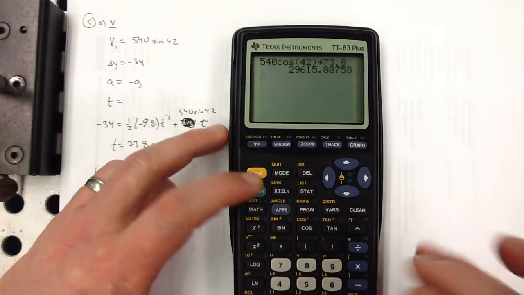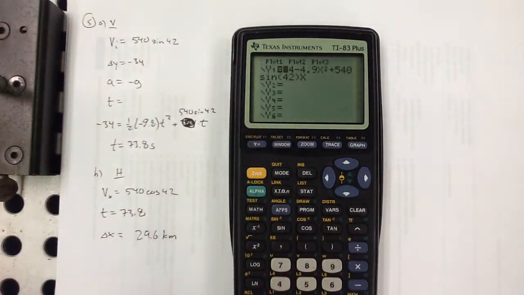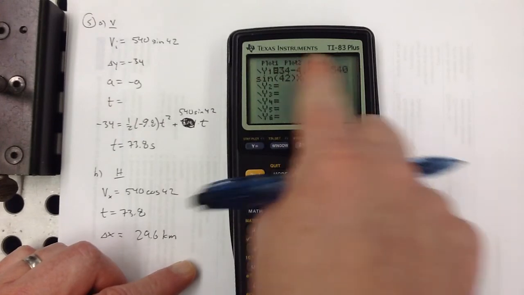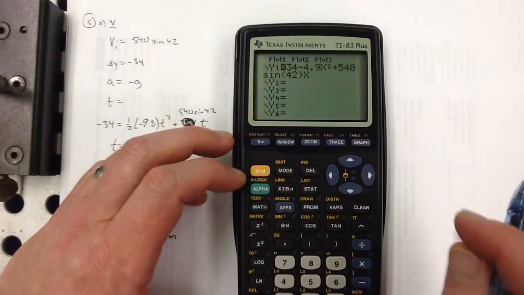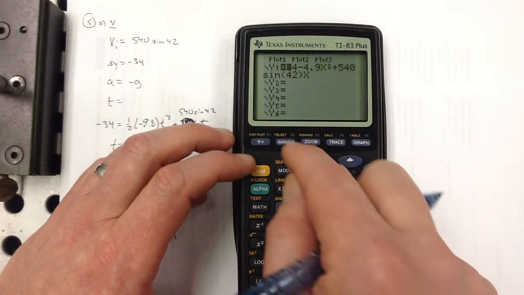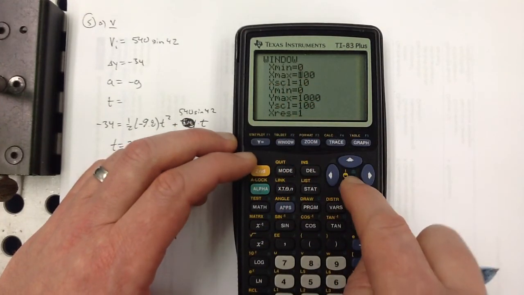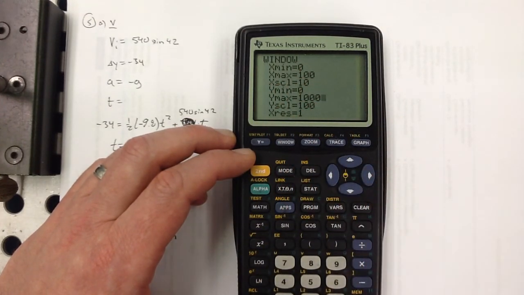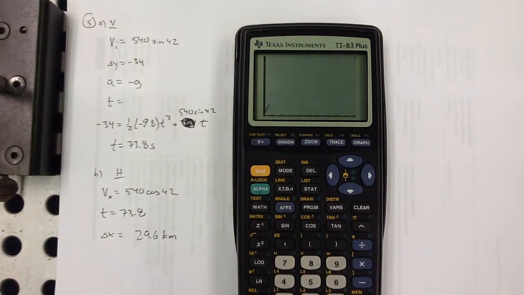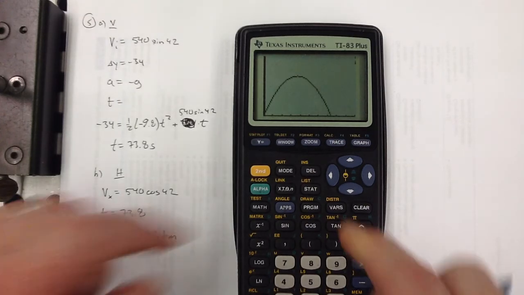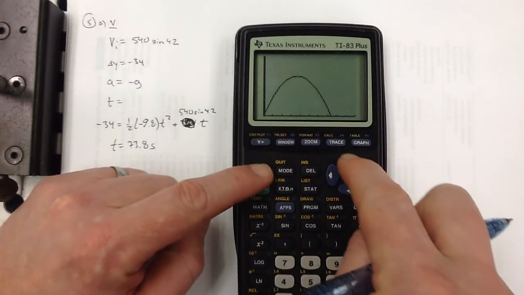Let's see, what do we have to do next? What's the maximum height reached by the cannonball? There's different ways of doing that, but since I have a graph of the vertical stuff going on here, let's see, what was my window? My y max. Let's go ahead and tack another 0 on there and take another look. I can find the maximum height just by looking at this graph. Right? There it is.